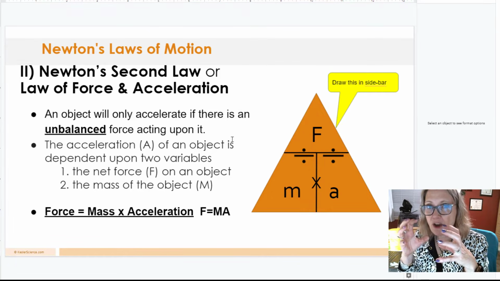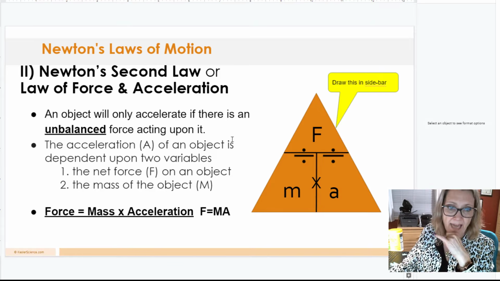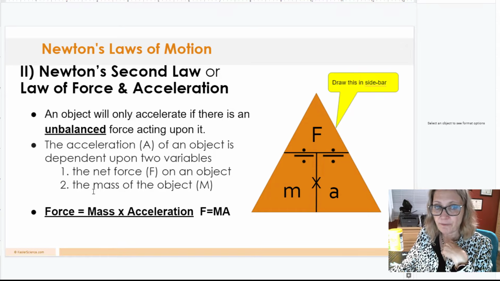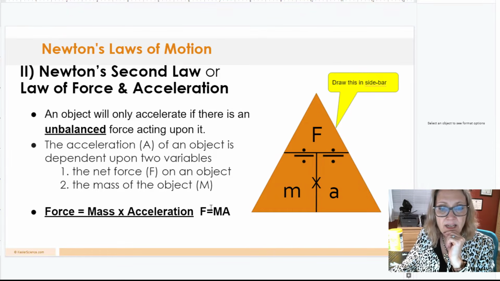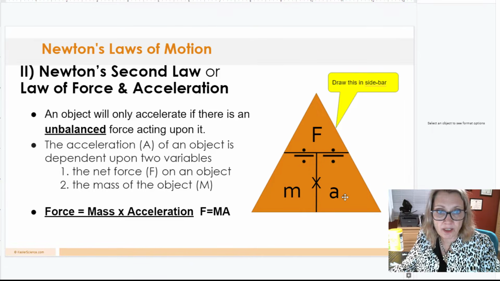An object will accelerate more or less depending on how much force is added to the object, so the amount of net force. The other thing that influences acceleration of an object is how much its mass is. There is a formula for Newton's second law, and that is force is equal to mass times acceleration, F = m × a. And we have one of these fancy triangles so that we can use it when we're trying to solve any of these equations.